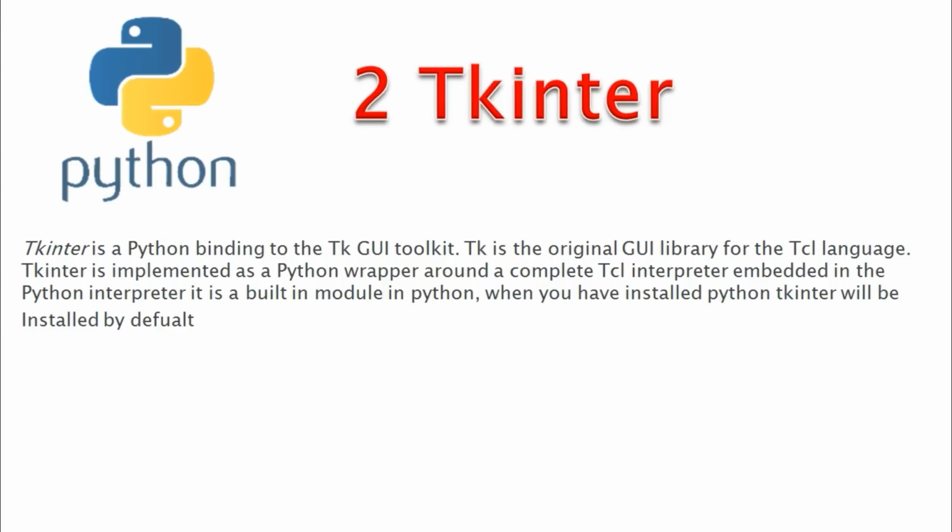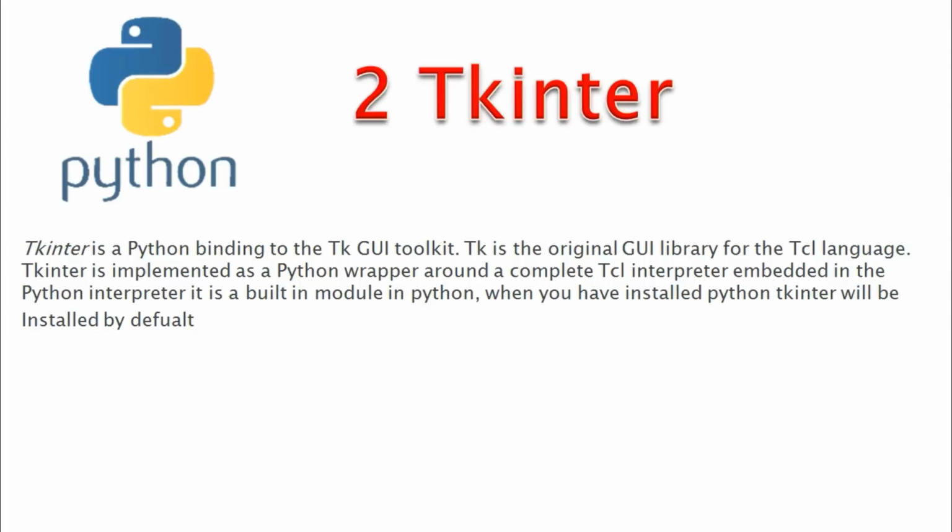The second one is Tkinter. Tkinter is a Python binding to the Tk GUI toolkit. Tk is the original GUI library for the TCL language. Tkinter is implemented as a Python wrapper around a complete TCL interpreter embedded in the Python interpreter. Tkinter is a built-in module in Python. When you install Python, Tkinter will be installed by default.